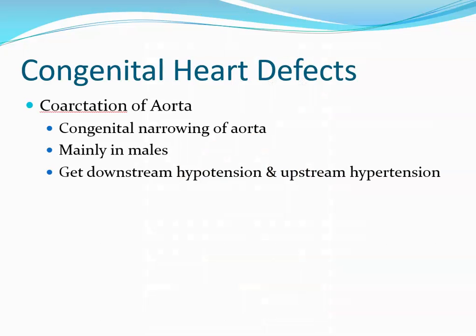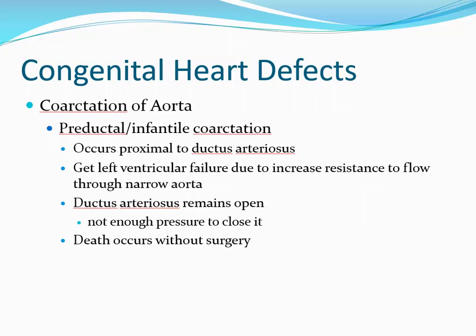Next is coarctation of the aorta. This is a congenital narrowing of the aorta that is primarily seen in males. This results in downstream hypotension and upstream hypertension. There are two forms. The first is preductal or infantile coarctation. This is when the narrowing occurs proximal to the ductus arteriosus. This results in left ventricular failure due to an increased resistance to flow through the narrowed aorta.